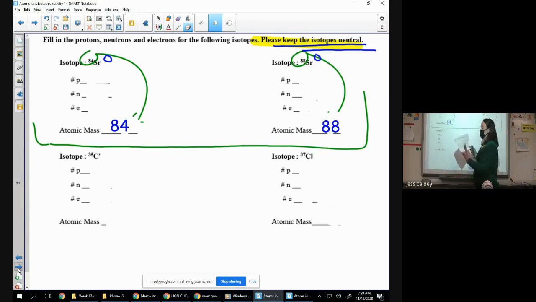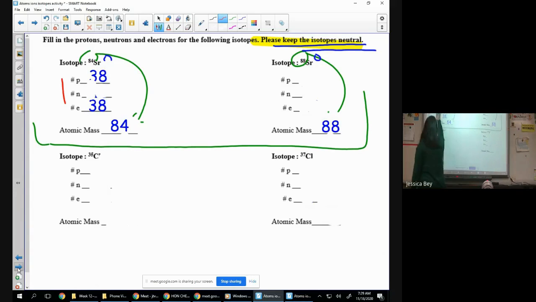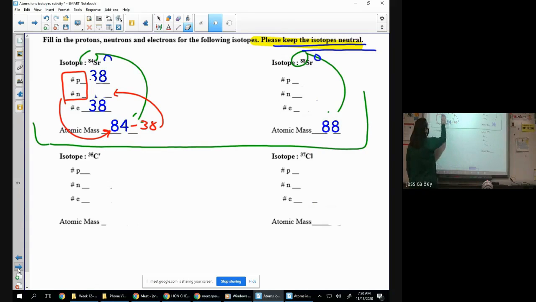Strontium, Sr, way over here on the left-hand side of the periodic table. How many protons in strontium? Strontium, 38. Okay, if it is neutral, it also has 38 electrons. And remember, protons and neutrons have to add up in order to get the mass of 84. So I'm going to take 84 minus 38 to see how many neutrons I have, and that is 46.